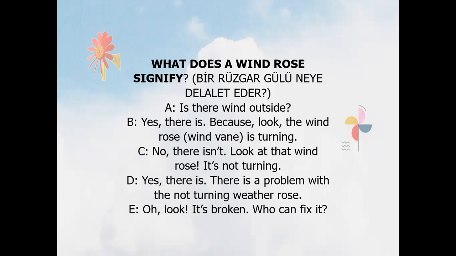I am the speaking person now. You are the listening participants. Okay. D says, yes, there is. It means yes, there is wind outside. E says, oh, look, it's broken. This one is broken. It is out of order. Okay. It's broken. Who can fix it? My father can fix it.